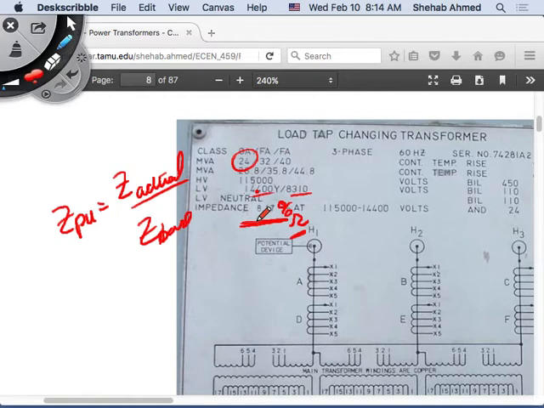How about if you take this transformer and stick it into a system where the low voltage side is 8.3 kilovolts and here it's 14.4 kilovolts? How about if this is connected to a generator that is generating at 12 kilovolts? The generator's data will be given on what base? You will also be given the impedance of the generator, right? On what base?